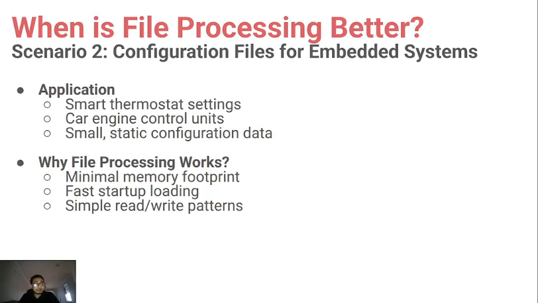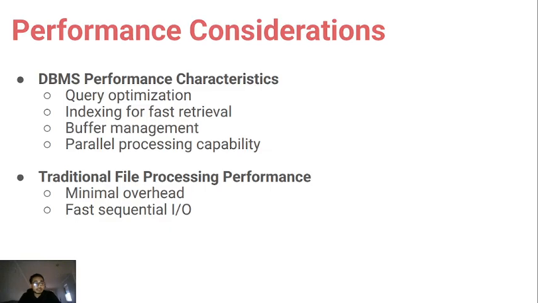Okay, so these are the scenarios in which file processing is better. And now let's talk about performance considerations. So, DBMS performance characteristics. Several factors influence performance when using a DBMS for large-scale data retrieval, such as compiling a monthly sales report from millions of transaction records. So first, query optimization comes into play.